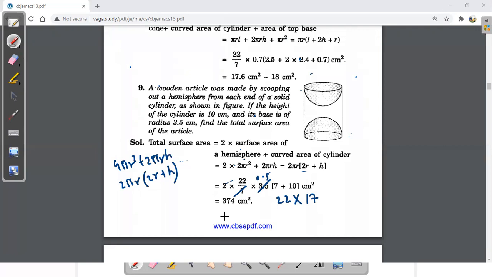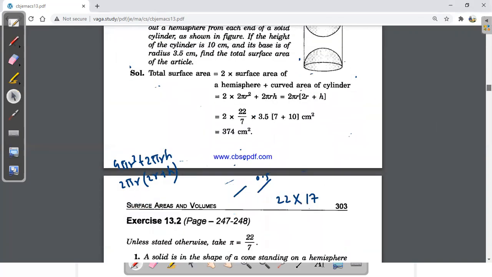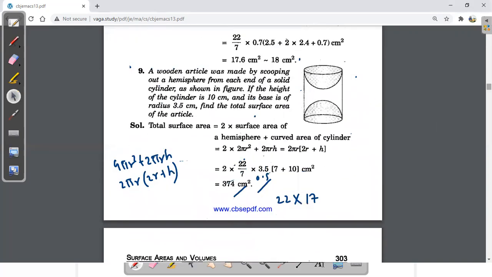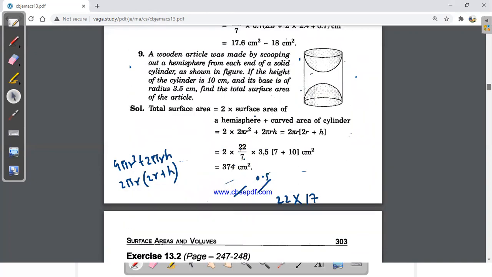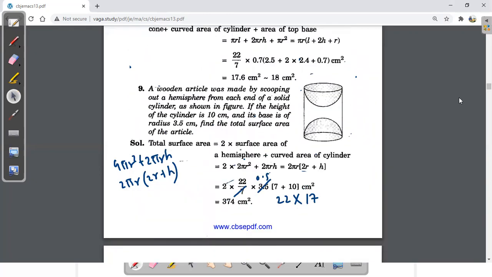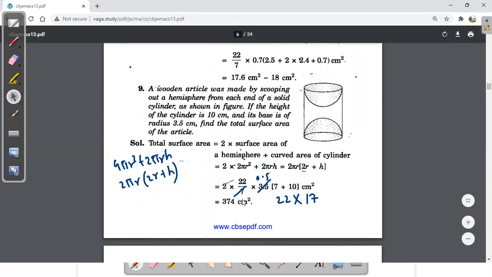Okay. So that's the end of the exercise, I believe. Yeah. Okay, so you can note down this much. Yeah. So 374, that will be our final result. So 374 centimeter square.